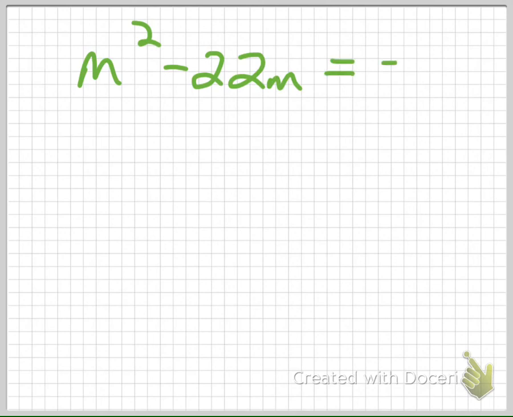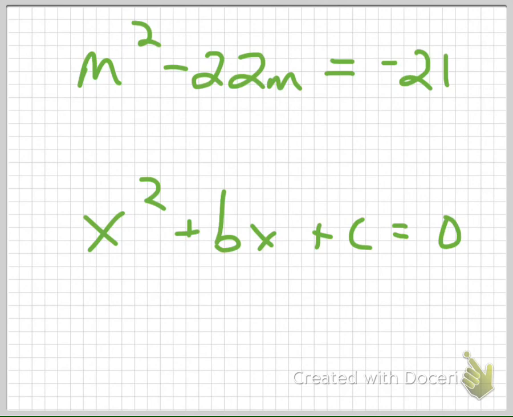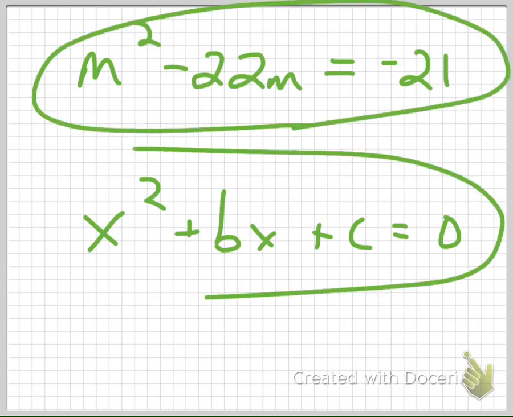What happens if they do this? What if I gave you that same exact question and I said m squared minus 22m equals, and then I have negative 21. The only way it's a quadratic equation, the only way it works, is if it looks like this: x squared plus bx plus c equals 0. So what's the difference between this one and this one? What's the difference?